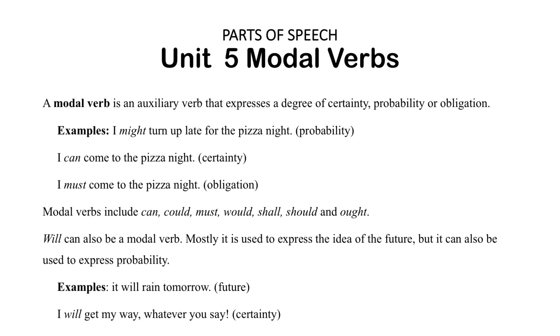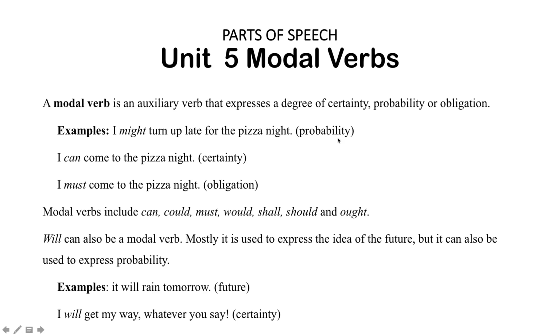A modal verb is an auxiliary verb that expresses a degree of certainty, probability, or obligation. This is often referred to as modality. The first example reads, "I might turn up late for the pizza night." And here we can see the italicized term "might" gives us a sense of the probability.